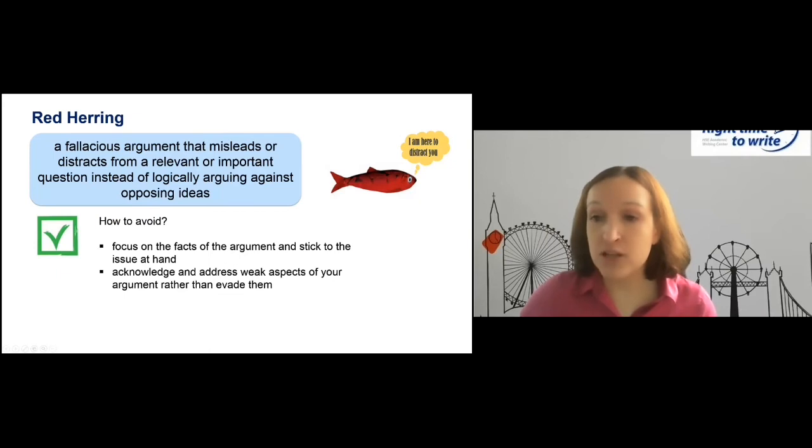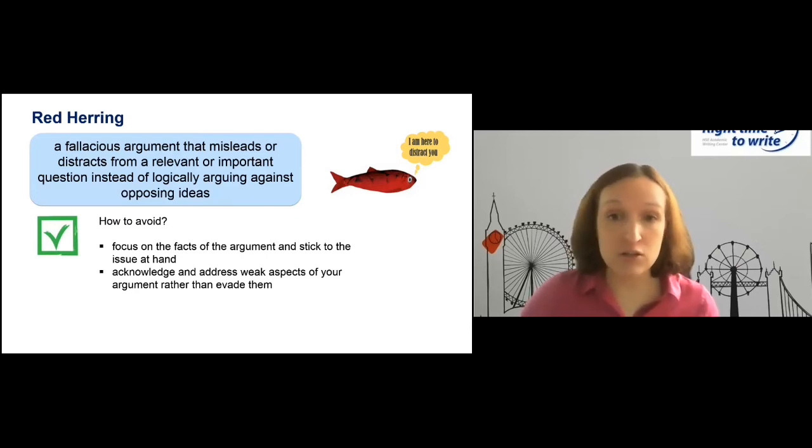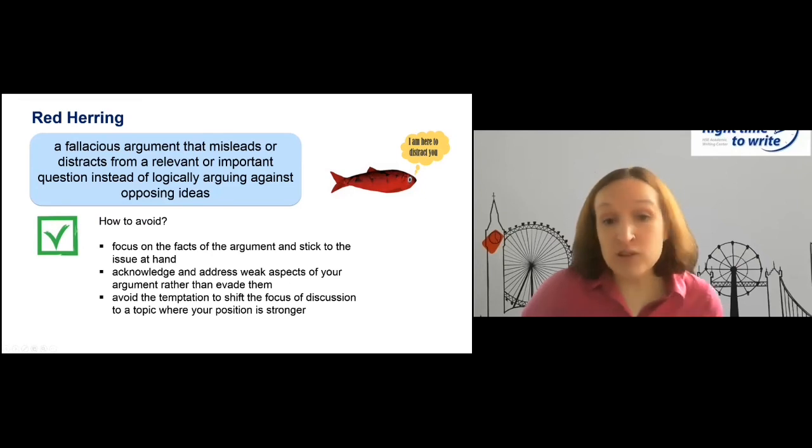This is known as, for example, limitations in research, and you should always admit and state your limitations and turn them into your strengths instead of evading them and ignoring them, because anyway, your opponents will reveal this technique. Avoid the temptation to shift the focus of discussion.